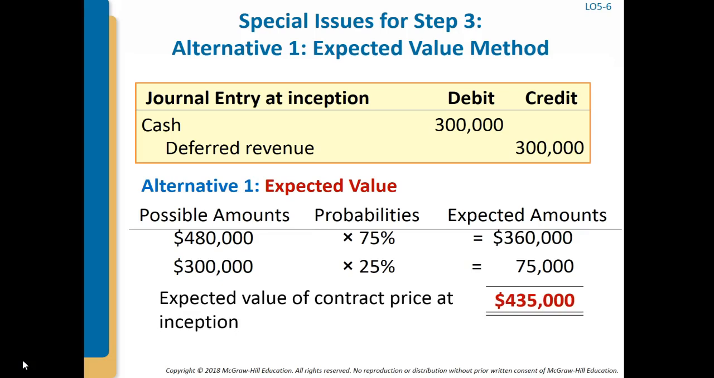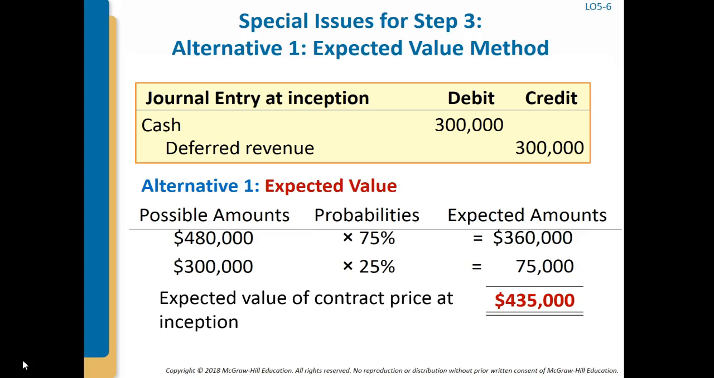So on January 1st of 2018, TrueTech records the cash received for the upfront fixed fee of $300,000. How TrueTech treats the potential bonus of $180,000 depends on whether it estimates the transaction price based on the expected value or the most likely amount. First, we'll look at the expected value method. Now, this method calculates the probability-weighted transaction price.